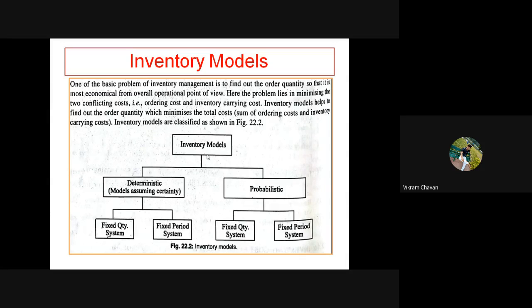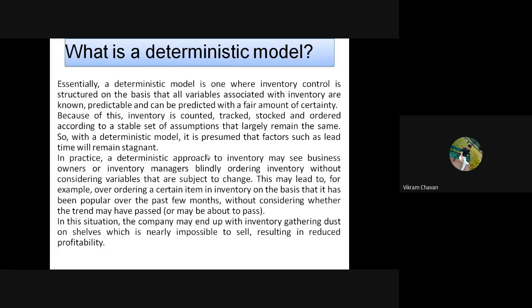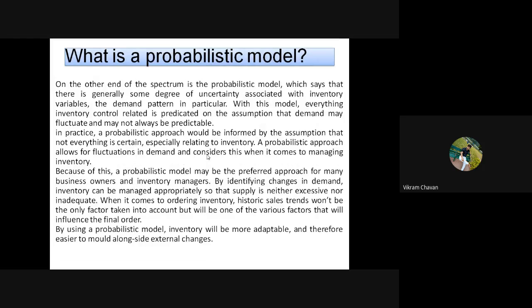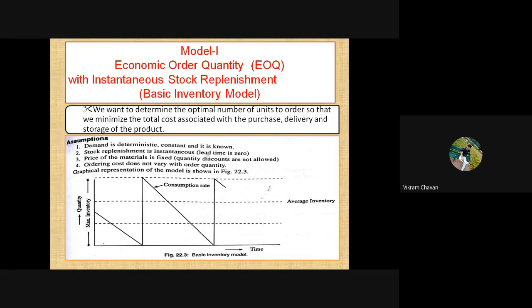This hierarchy, or tree diagram, of inventory models we discussed in the last lecture also. We discussed what is meant by the deterministic model and what is meant by the probabilistic model. Then we reached model number one, which is related to the economic order quantity, also called the basic inventory model. In short form, it is called the EOQ model, and it is considered an instantaneous stock replacement model.